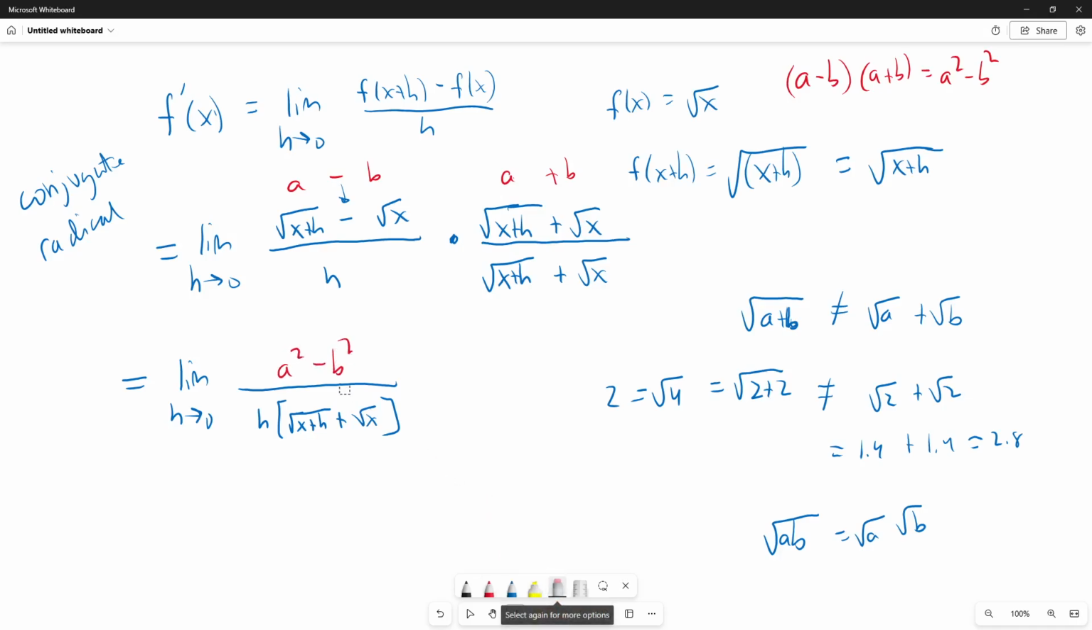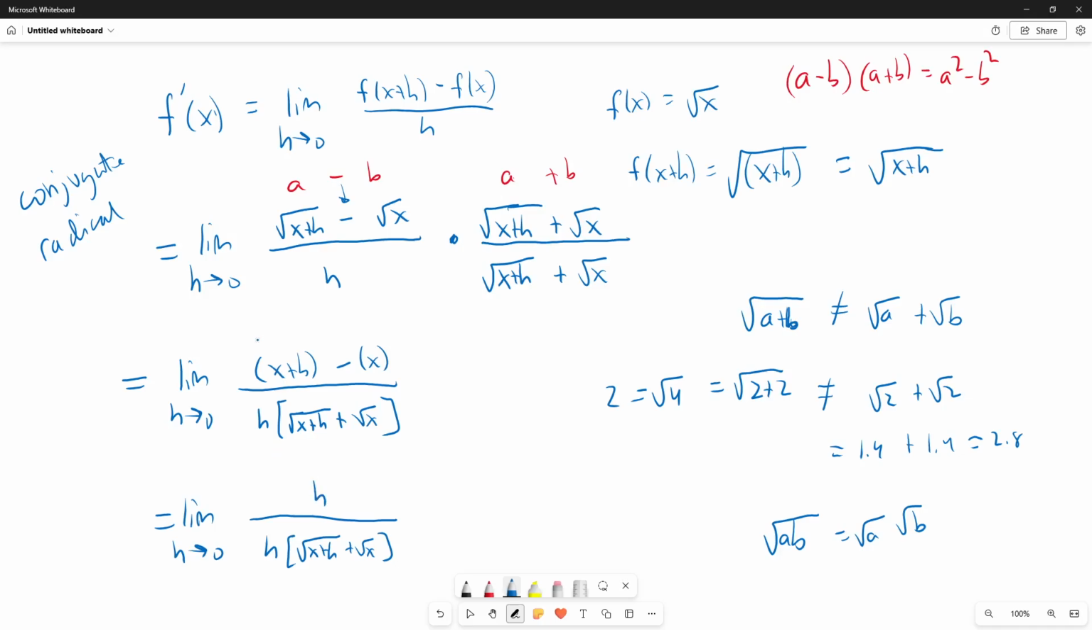Now what is a squared? A squared, the square removes the square root, and we get x plus h. And then what is b squared? B is the square root of x. B squared is x. Now let's subtract. On the bottom, we just have to copy all this. On the top, subtracting gives us h. X minus x is 0. So we're just left with h.